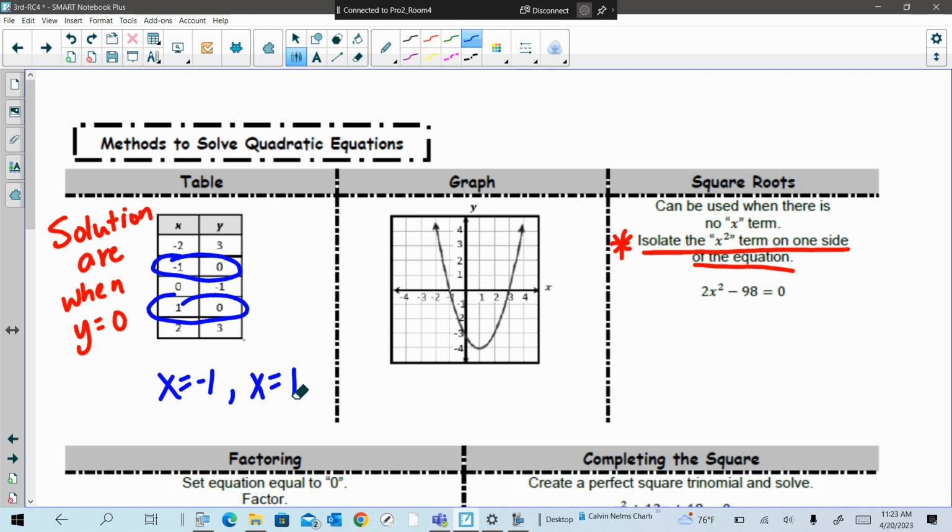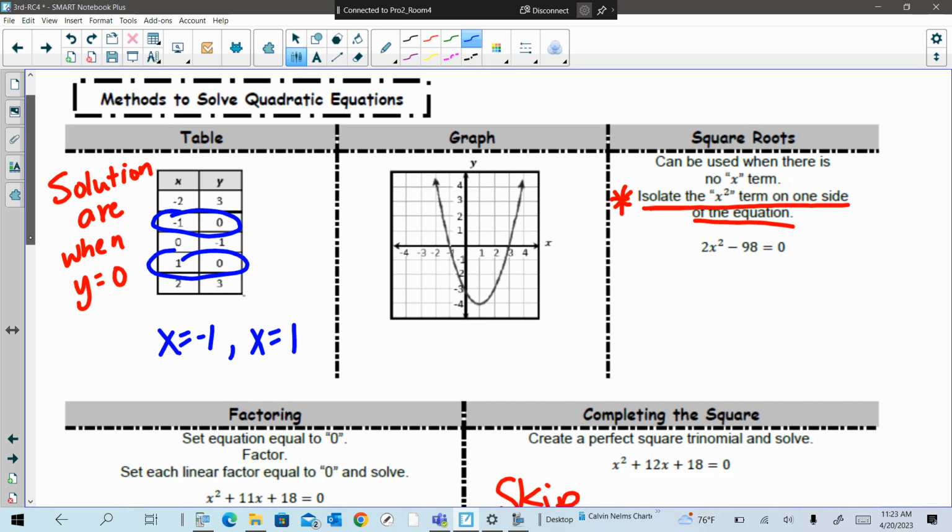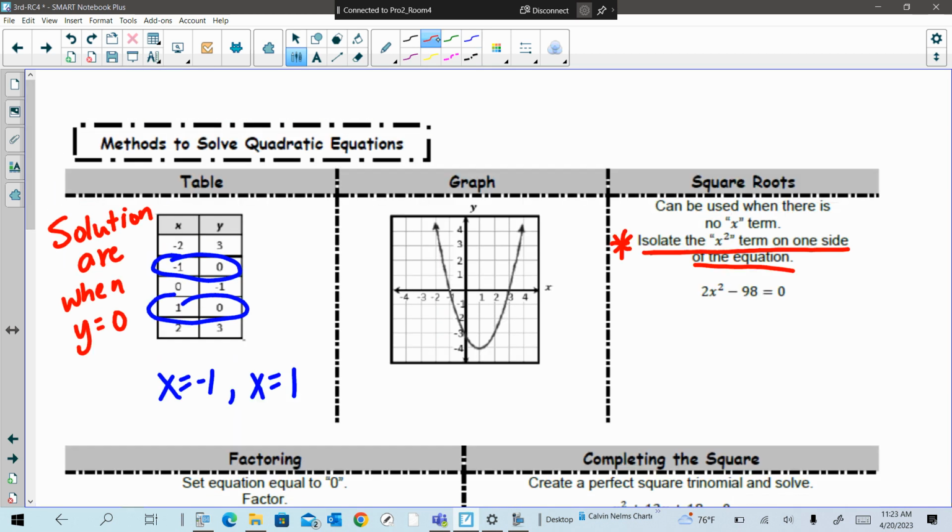What if I give you the graph? Where is the solution? x equals -1. Yep, the roots right there. x equals -1, x equals 3. There they are. I'm just pointing to where the solutions are.